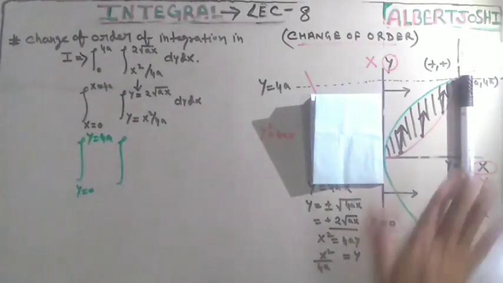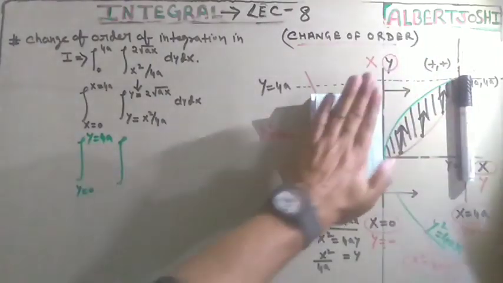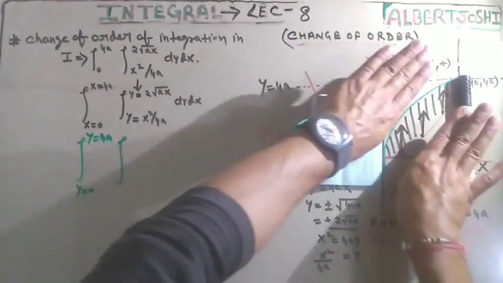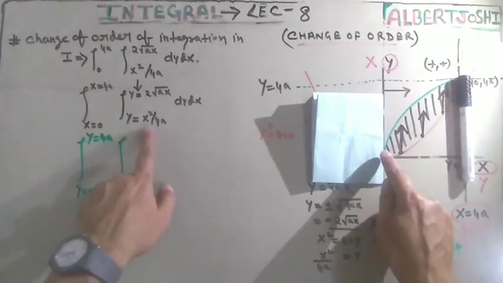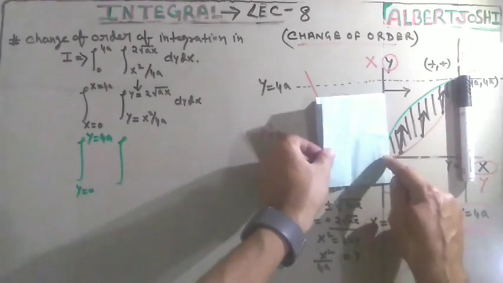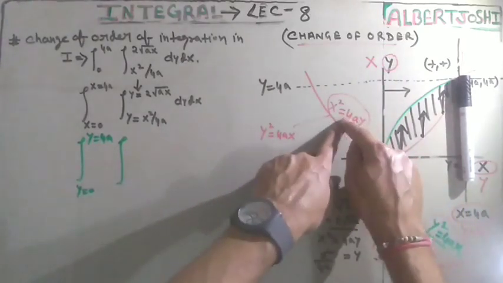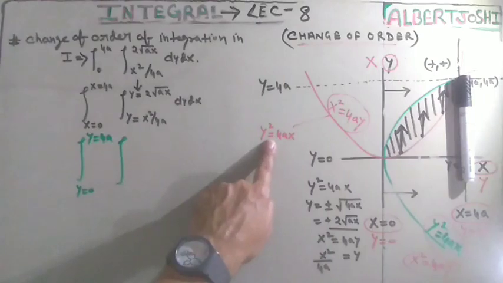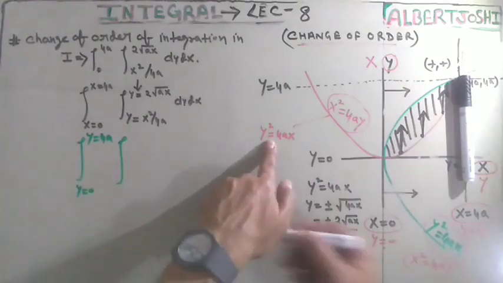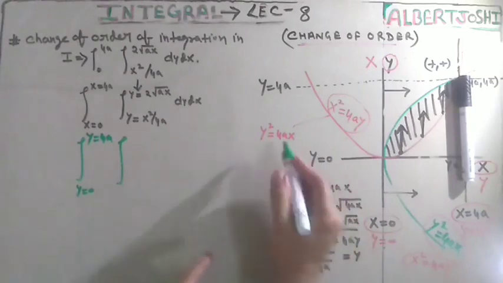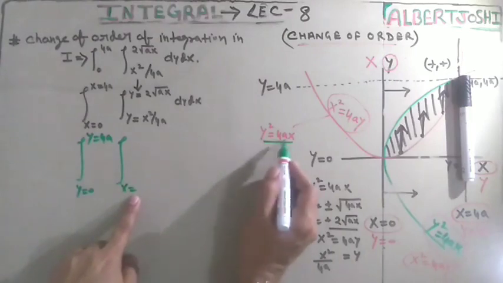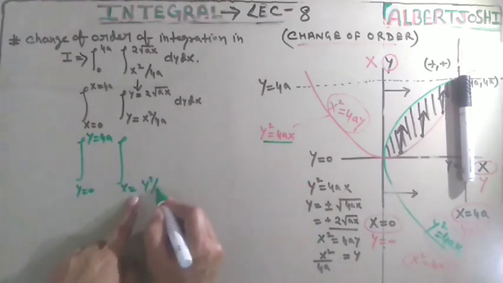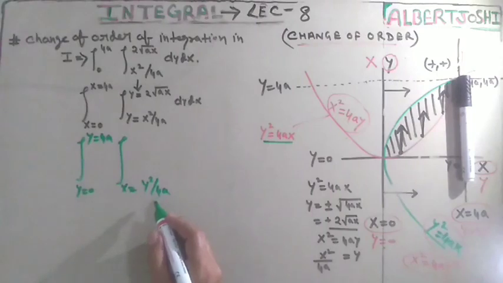Now after that, from here to here, at first we count from here to here, and after then from here to here. We have taken y is equal to this one, and in place of this we have taken this one. So for this, y is equal to means x is equal to. So x is equal to y square upon 4a. Very simple.